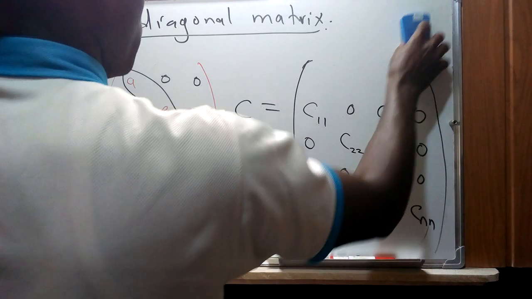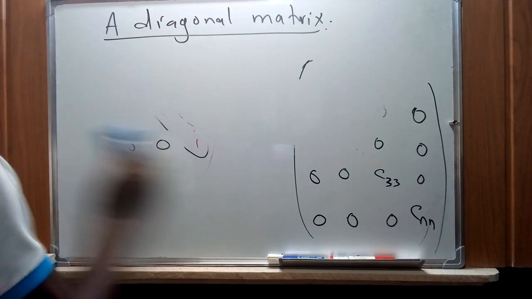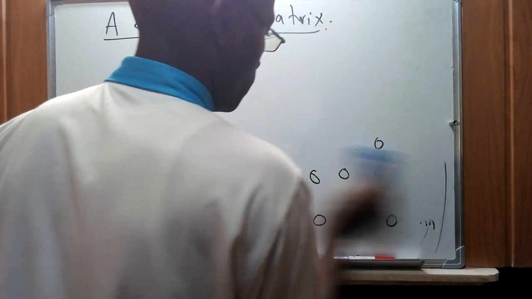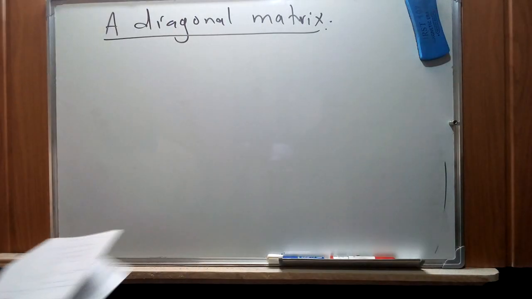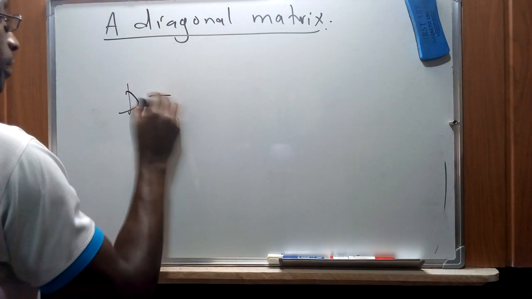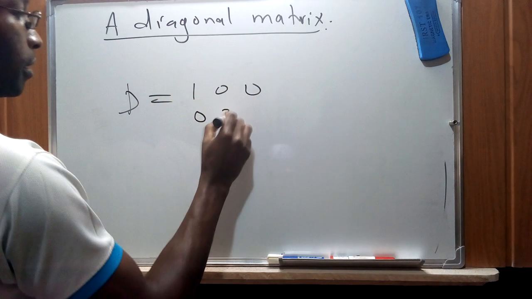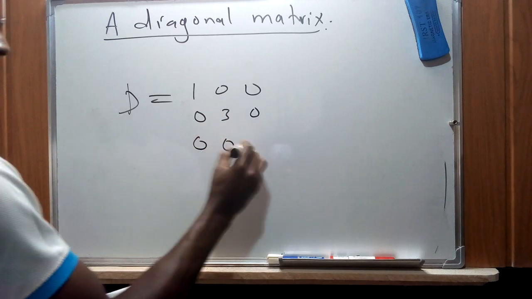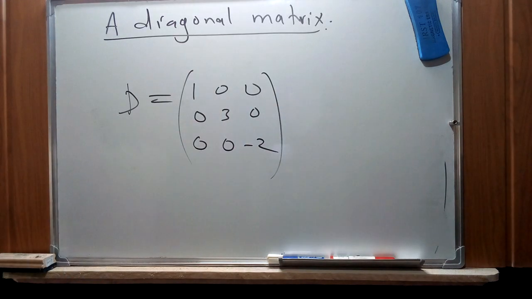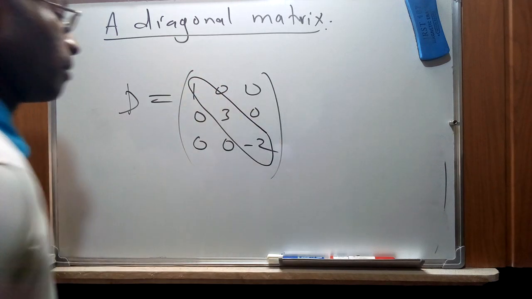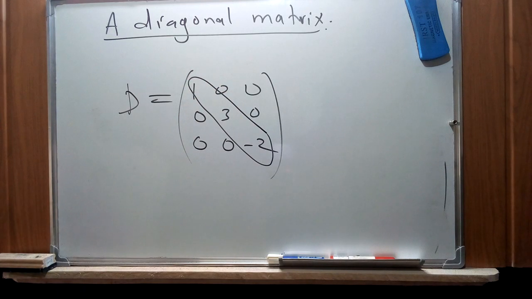I can give an example now that we have been using general terms. Suppose I have a matrix of this nature. I have matrix D, which is 1, 0, 0; 0, 3, 0; 0, 0, negative 2. This is an example of a specific diagonal matrix. The characters on the leading diagonal have those figures and the rest of the elements are 0, so that is what we call a diagonal matrix.